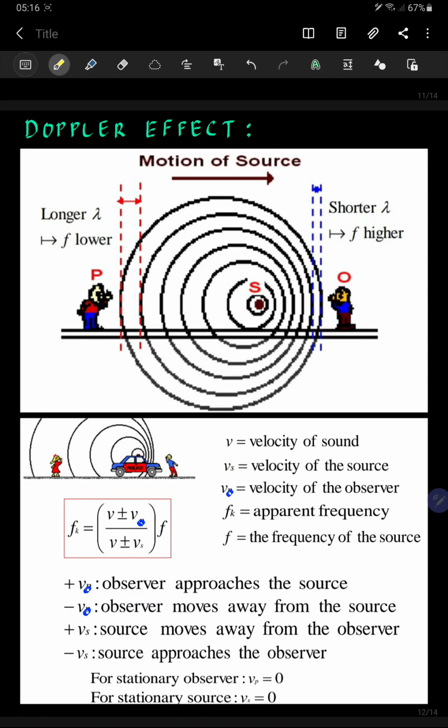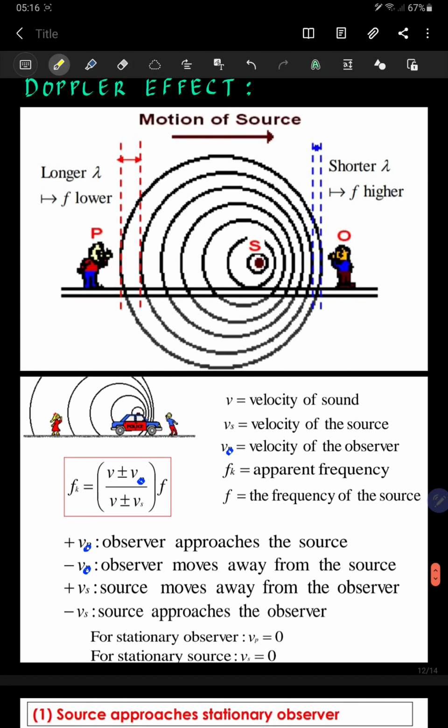Okay, so we just assume that frequency as the sound. When the source is moving towards the observer, the sound received by the observer is louder, isn't it? Then the frequency is higher. Or when the source is moving away from the observer, what happens? Okay, the wavelength is longer, or the frequency is lower, which means the sound also becomes weaker. Okay, this is a simple way to understand the concept.